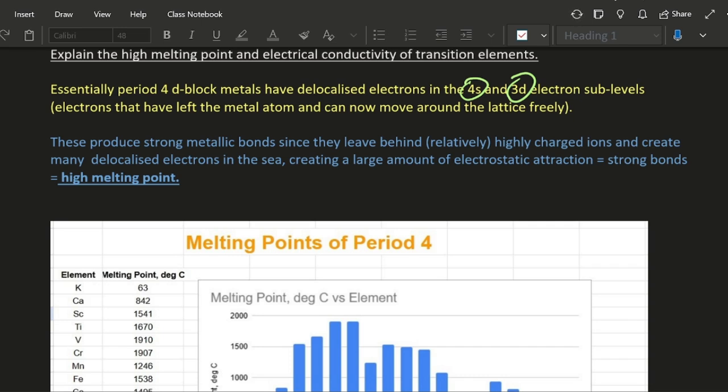So now there's a lot of electrostatic attraction, a lot of negative electrons in the sea, a lot of relatively highly positively charged metallic ions, strong bonds, and that gives you the high melting point.